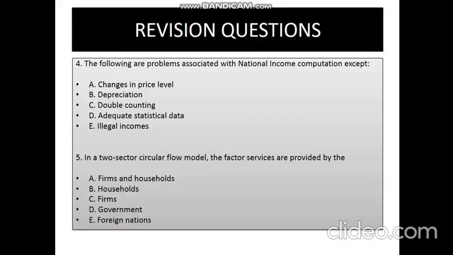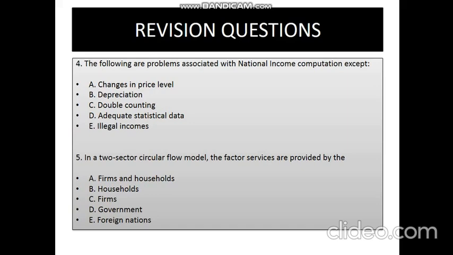Question number 4. The following are problems associated with the national income computation except A. Changes in price level. B. Depreciation. C. Double counting. D. Adequate statistical data. E. Illegal incomes.